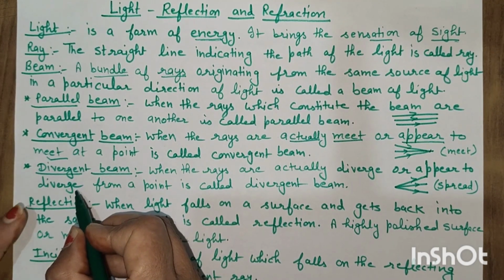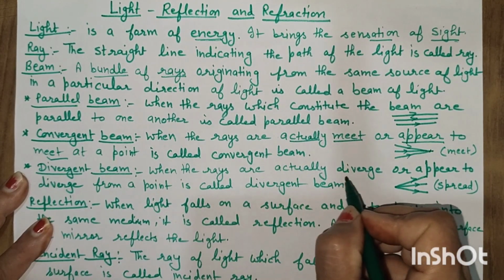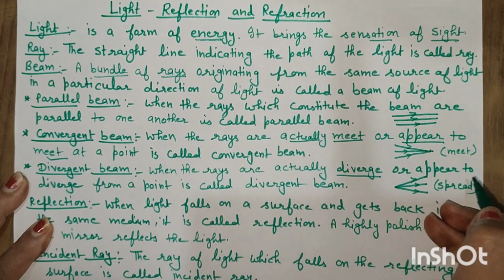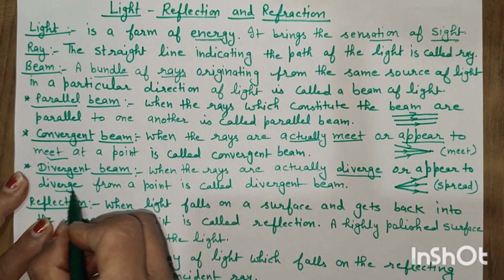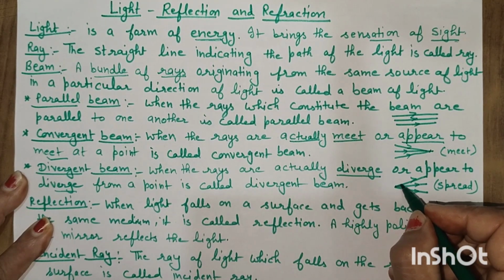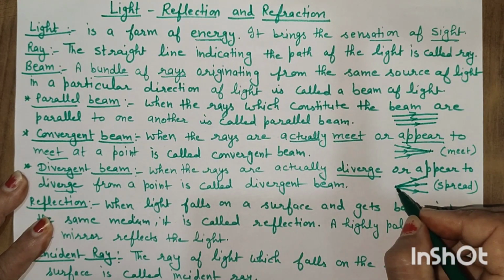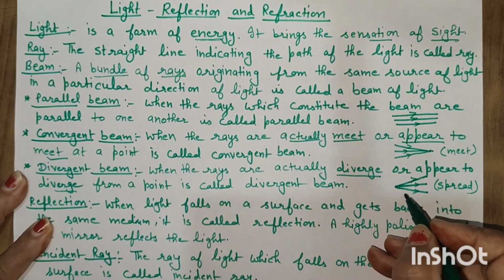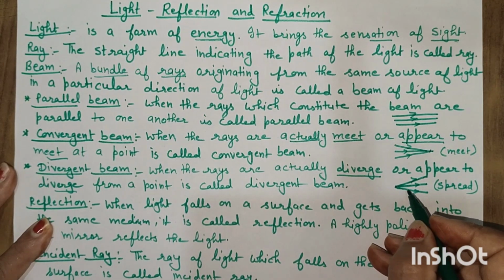Divergent beam. When the rays actually diverge or spread, or appear to diverge from a point, it is called a divergent beam. These rays are diverging from one point, and this is called a divergent beam.